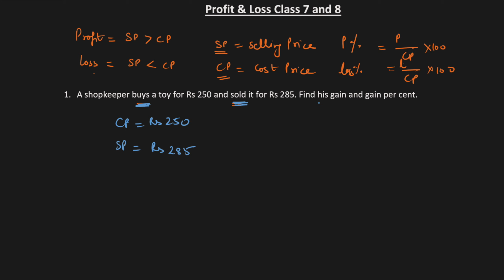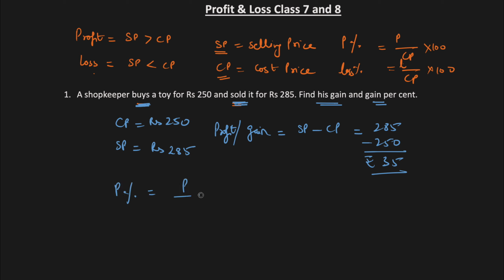Now you need to find gain percent. Now gain and gain percent, why they have written is because SP here is more than CP, right? So what will be your gain? Gain is also your profit, students, right? So gain is given by SP minus CP because SP is more. So 285 minus 250 you get as 35 rupees. That is your gain. And gain percent or profit percent is calculated by profit upon CP into 100, right?